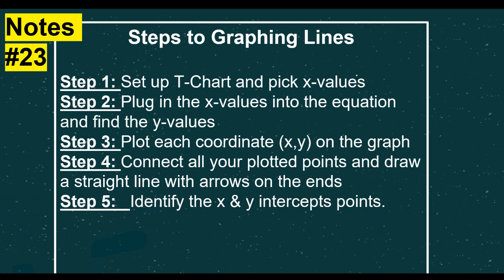Okay, so probably the one thing that students are like, well, how do I know what to pick? So when you set up a T-chart, you have an X and a Y, and you pick the X values. So a lot of teachers will tell you what numbers to pick. Well, logically speaking, you should always pick negative numbers, 0, and positive numbers. So most teachers will tell you -2, -1, 0, 1, and 2. But it depends on what you're graphing.